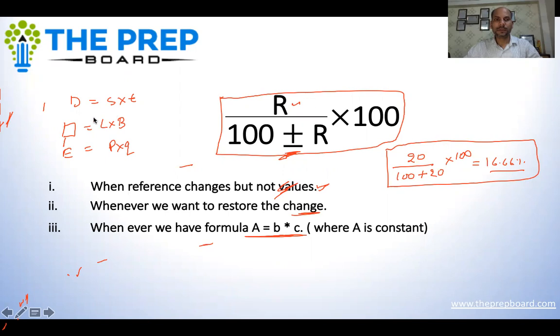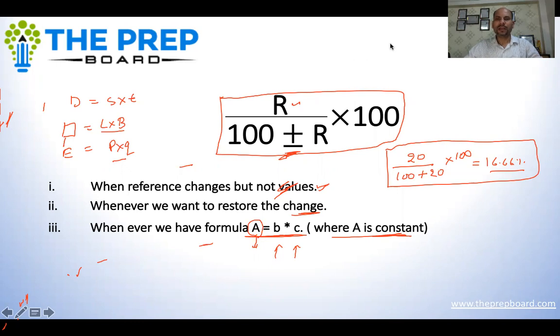Distance equals speed into time. Area of rectangle is length into breadth. Expenditure equals price into quantity. And there is an endless list of formulas which fall in this category. So there is one thing: when we can use this formula, the left hand side part A should be constant. And the change in one of the two, either B or C, is given, and we are supposed to find out the change in the other. Then we can apply this formula.